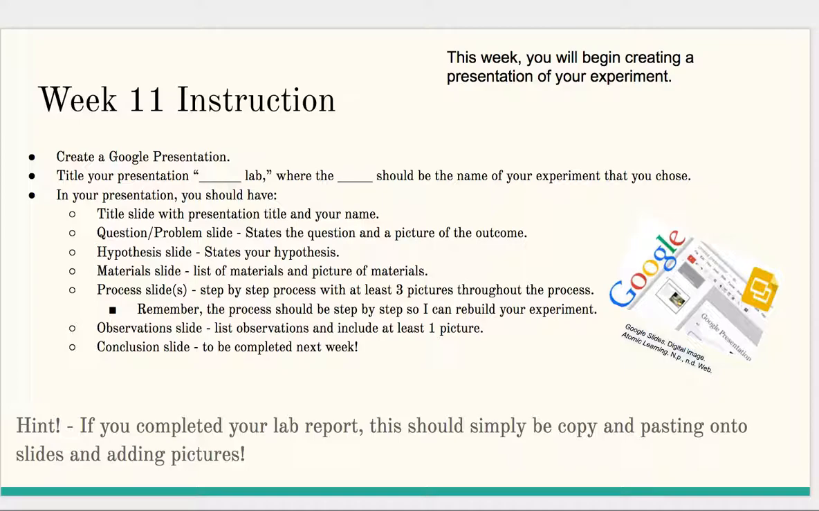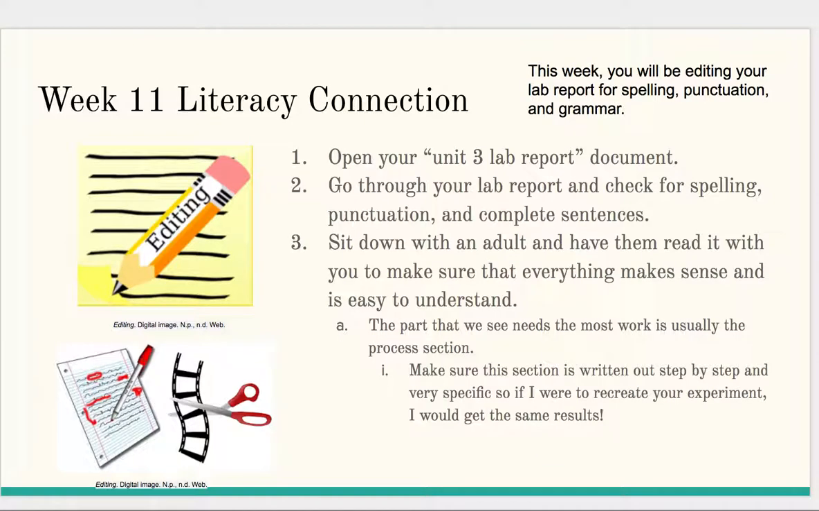should have been taking. For your literacy connection this week, I want you to open that Unit 3 lab report document, and you're going to be checking over it to make sure that spelling, punctuation, grammar, and so on are correct. So you're going to be editing it.